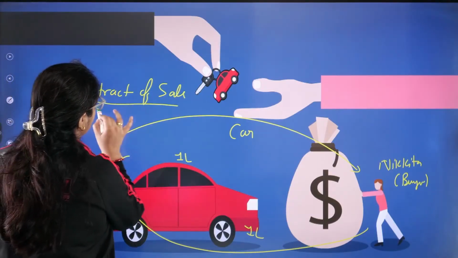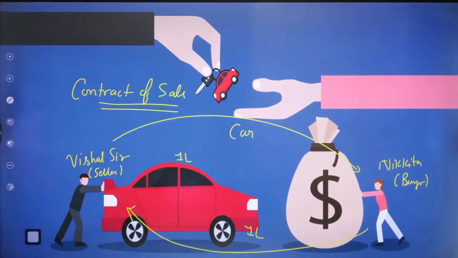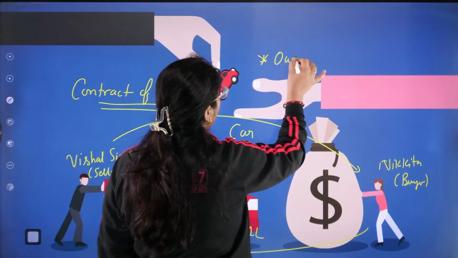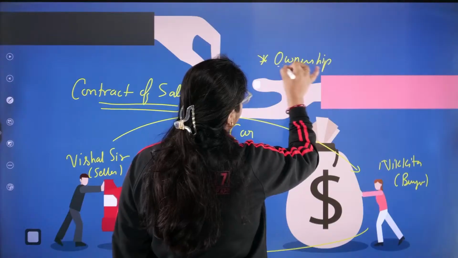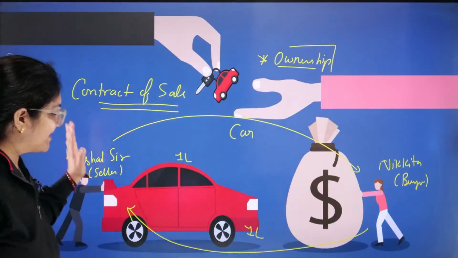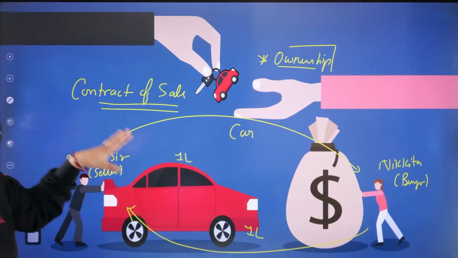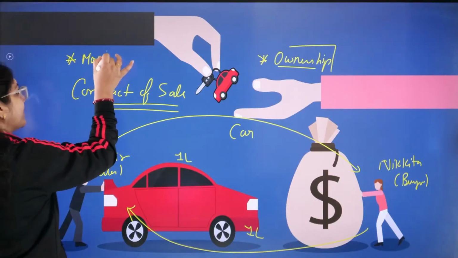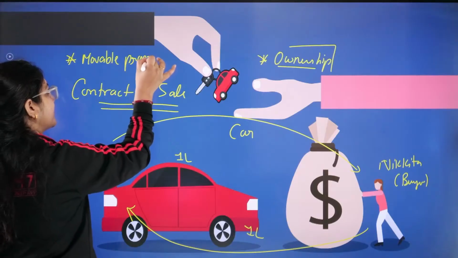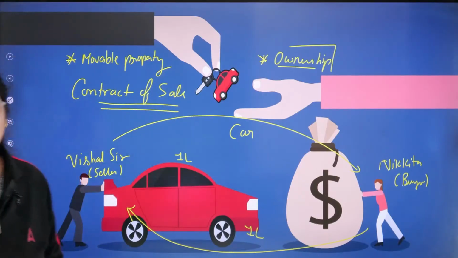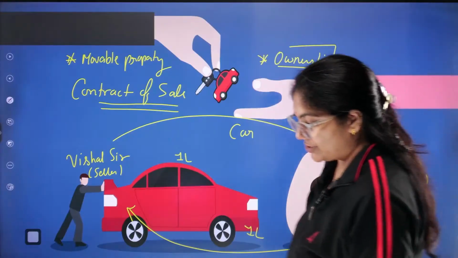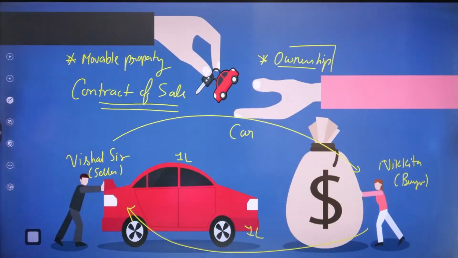This is called what? Contract of sale, class. A very simple definition. So in the contract of sale, class, actually we are giving the ownership from seller to the buyer. So this is the exact definition, and in contract of sale, always remember we have to deal only with movable property. That's it. You can see here. So I think this definition is clear to all of you, what exactly is the meaning of contract of sale.